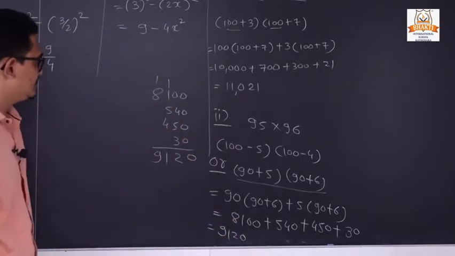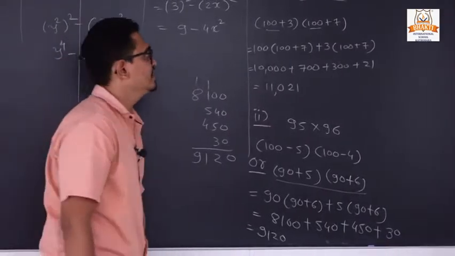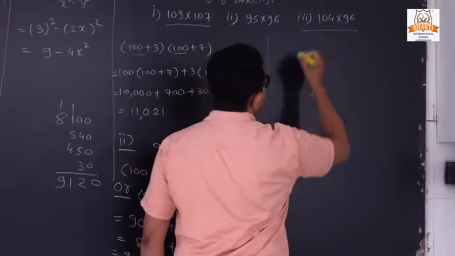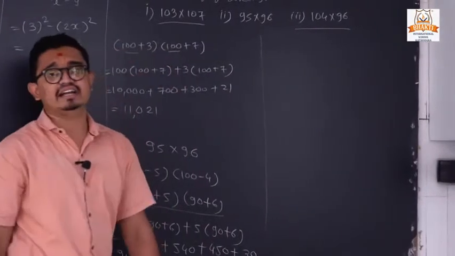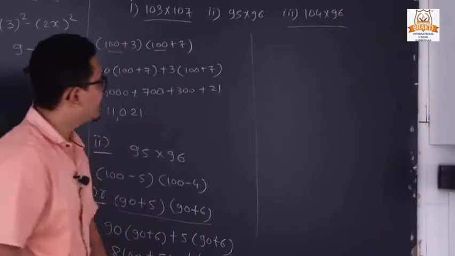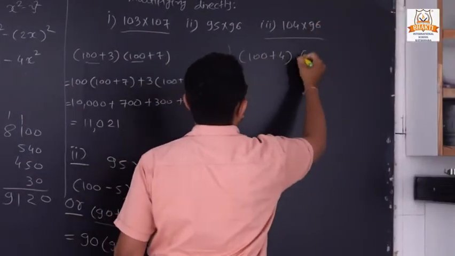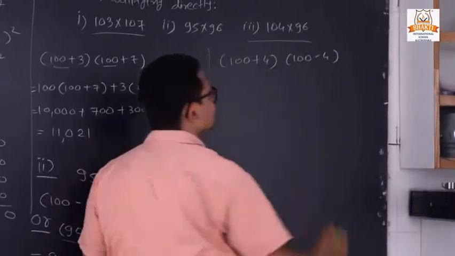9,120. So the answer is 9,120. Now next, the last question, question 3. So 104 and 96. We can write that as 100 plus 4, and 96 as 100 minus 4.